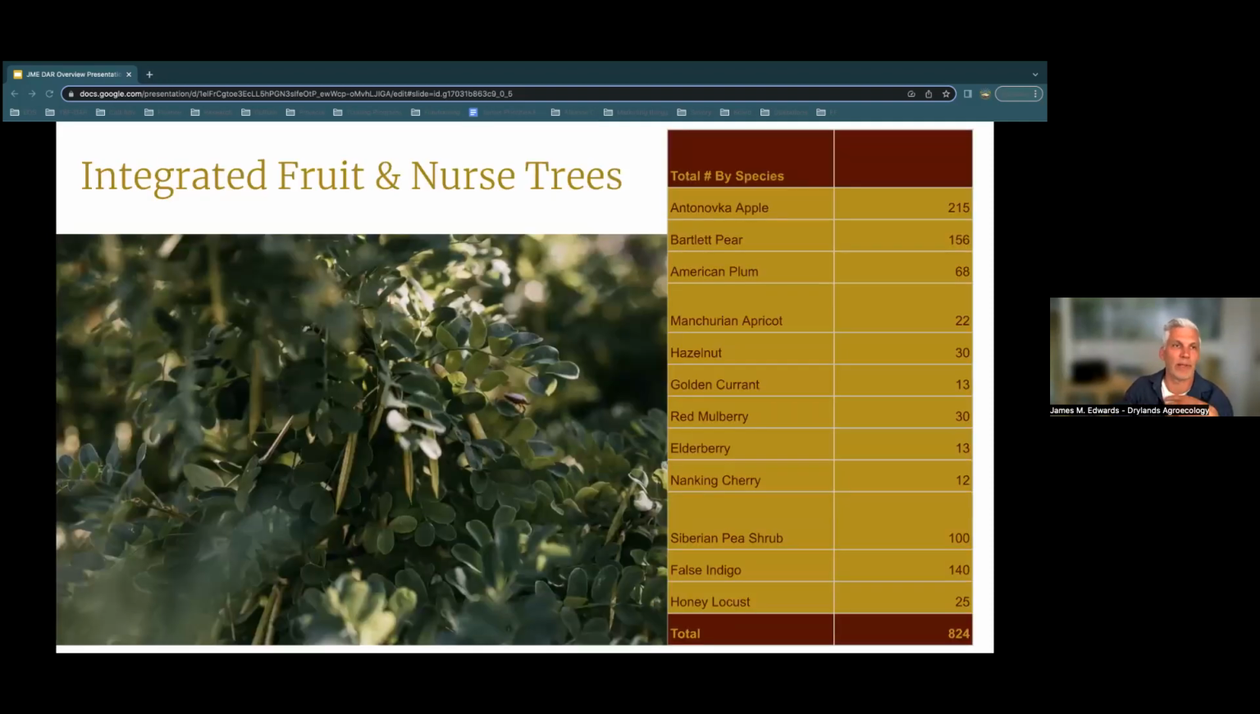Here's a short list of some of the trees that we've got. So apples, pears, plums, apricots, hazelnuts, currants, mulberries, elderberries, Nanking cherry, those last ones being shrubs rather than trees. And then the nitrogen fixers are the Siberian pea shrub, the false indigo, and the honey locust.